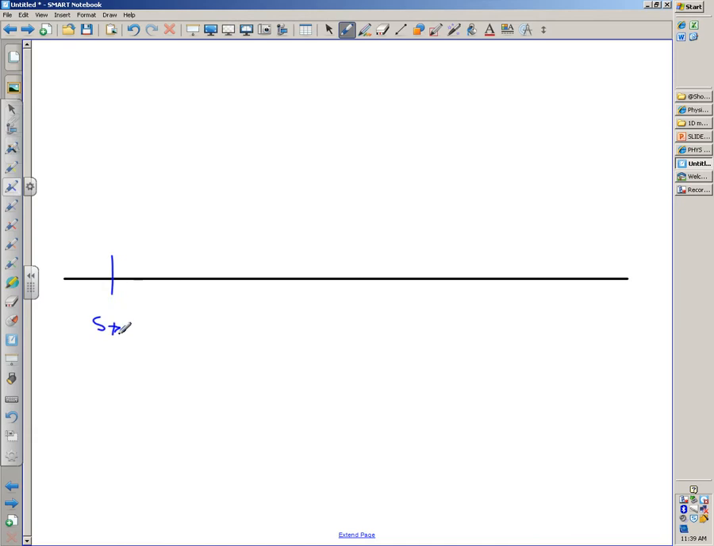Alright. Here's the start. Here's 100 meters down the track. Here is my person. In the first 10 meters, what does this person do, from here to here? Physically, what do they do? Speed up and move in this direction. Yes? Good there? Okay?